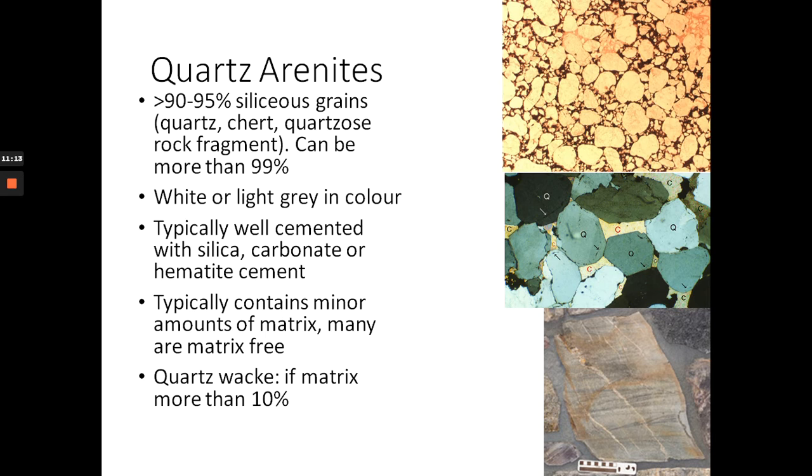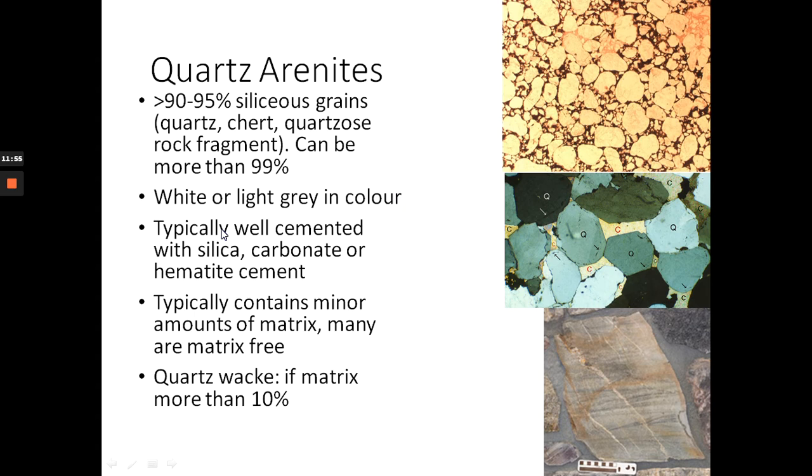Okay, so we go one by one. Let's look at the quartz arenites. These are the quartz-rich sandstones. Okay, sandstones where more than 90, reaching up to 95% of the grains are made up of siliceous minerals. For example, quartz, chert, and quartzose rock fragments, right? Polycrystalline quartz also. It can even be more than 99%, nearing 100%. Yeah. So it can't really reach 100% because it might have other things inside, like heavy minerals and so on, right?